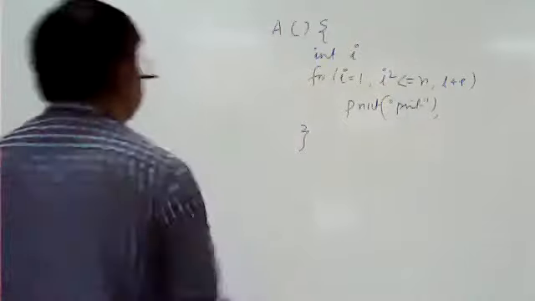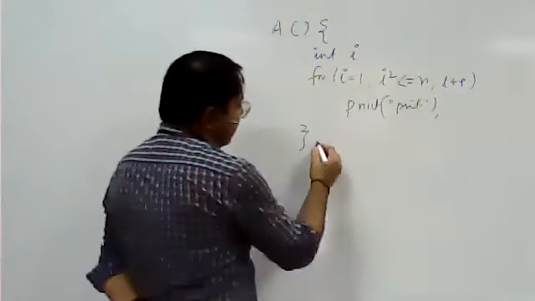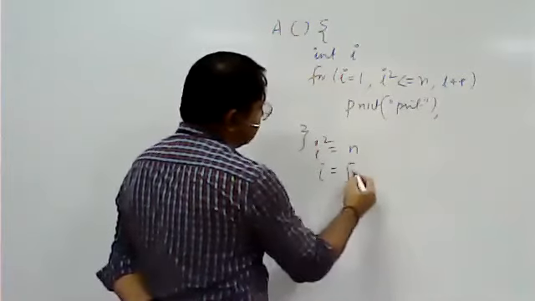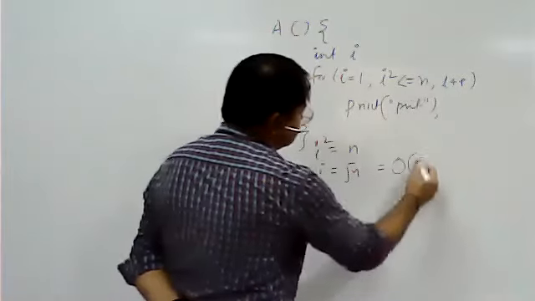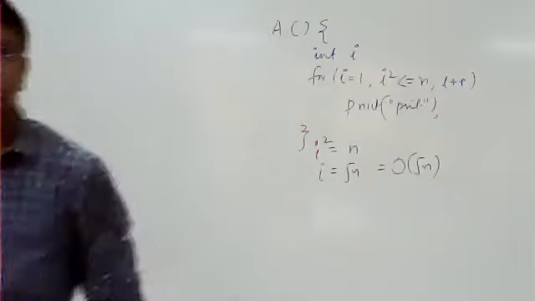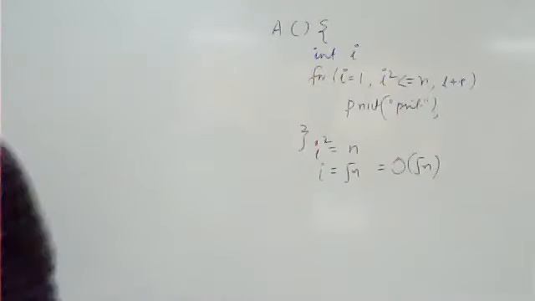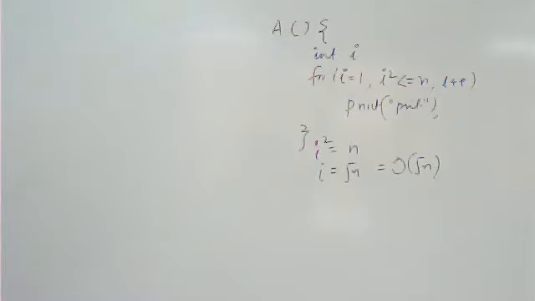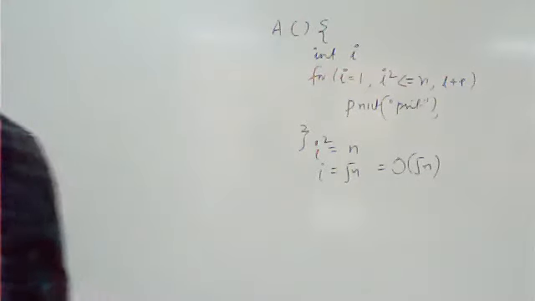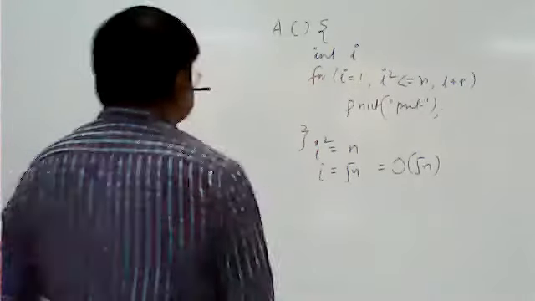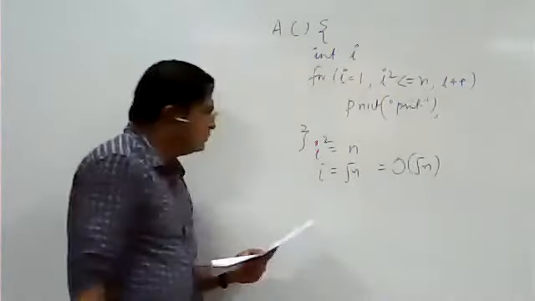Simply you have to calculate the highest value of i. So if i square is equal to n, then i will be root n. Simple, order of root n. Getting my point? What will be the value of i? If i square maximum value is n, then i maximum value will be root n. Okay? So note down this.